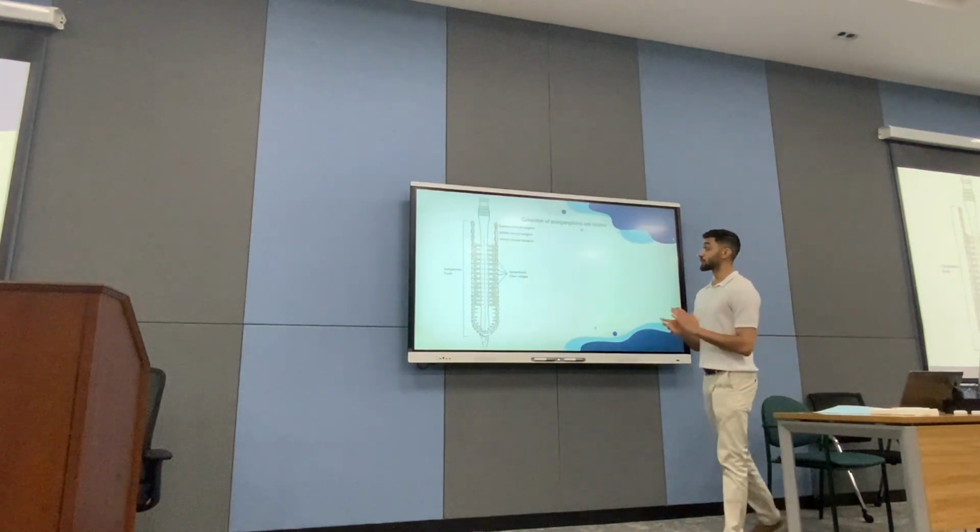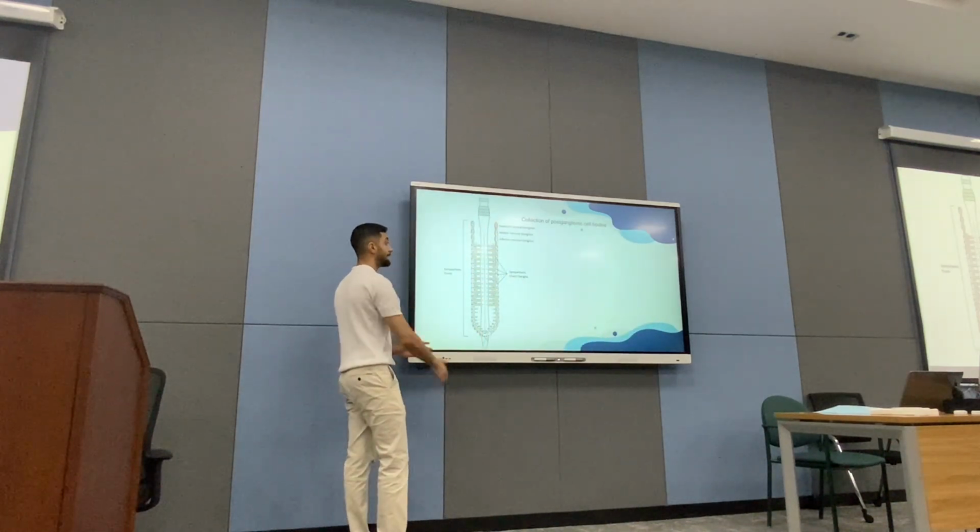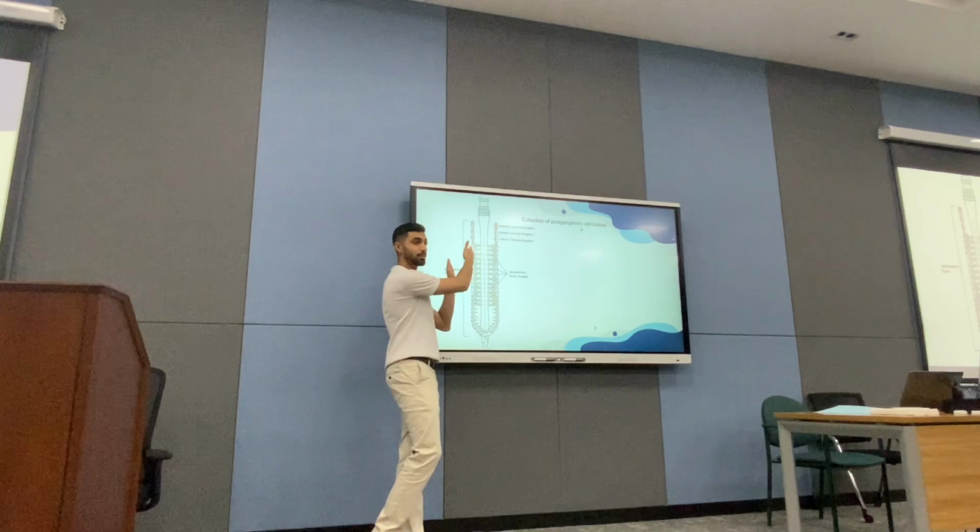Now here is another picture of the spinal cord. In the middle we have the spinal cord right here. Now what do you notice on each side of the spinal cord?